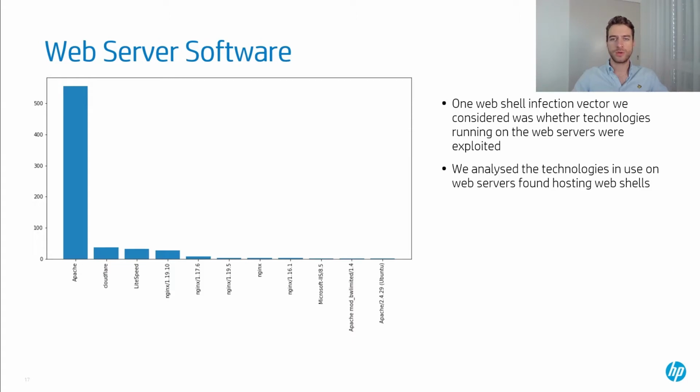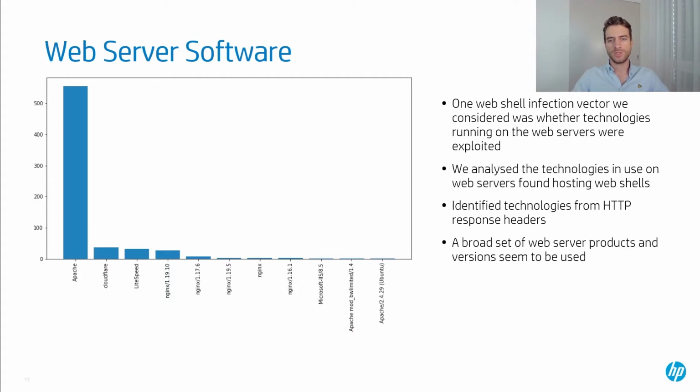Trying to answer this particular question, we looked at various characteristics of their websites. One potential infection vector we considered are vulnerable web server technologies and versions. Therefore, we evaluated the versions in use. We did the identification of the web server technology based on the HTTP response headers, which means that we sometimes didn't get the exact version and sometimes no web server information at all. A chart presenting the detected web server products can be seen on the image. As you can see, a broad set of web servers and versions seem to be used.